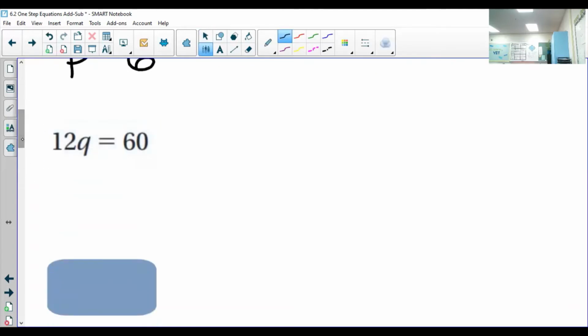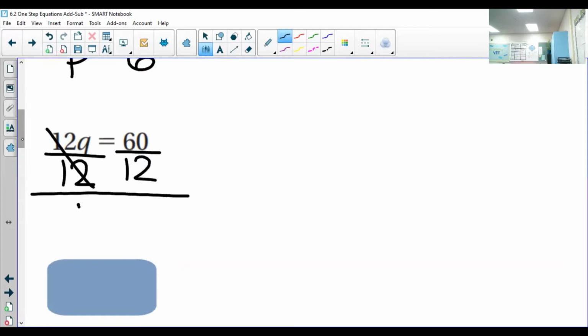All right, we have 12q equals 60. Okay, well, what do we have? It's 12 times q. So what's the opposite of multiply? We are going to divide by 12 on both sides. If you don't do it on both sides, it's not going to work. My 12s are going to cancel, and all I have left over here is q equals, what's 60 divided by 12? Well, if you don't know, you could grab your calculator, do some math off to the side, but I know that it's 5. So I know that q equals 5.